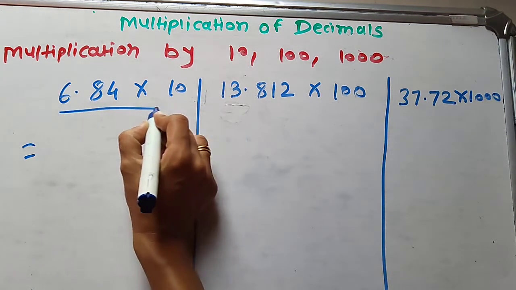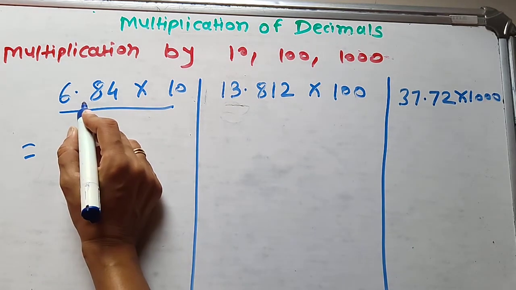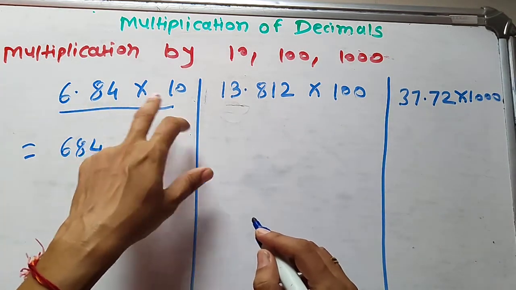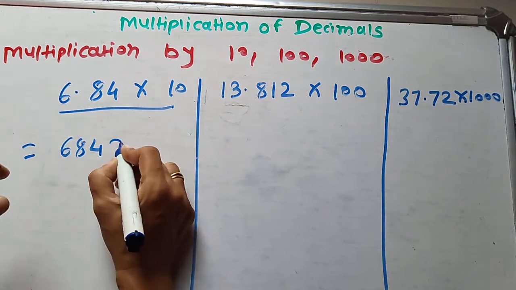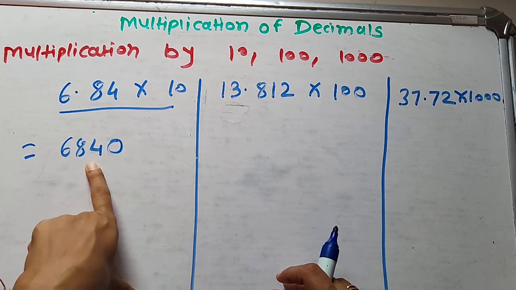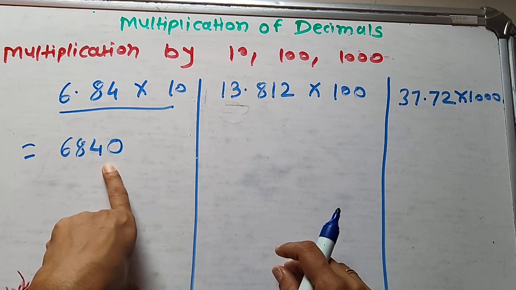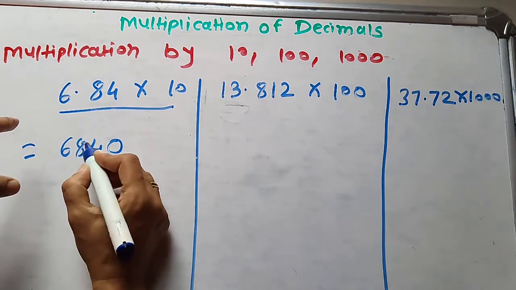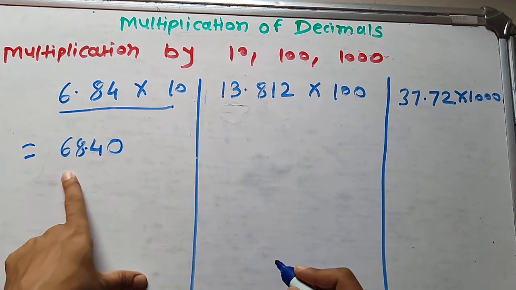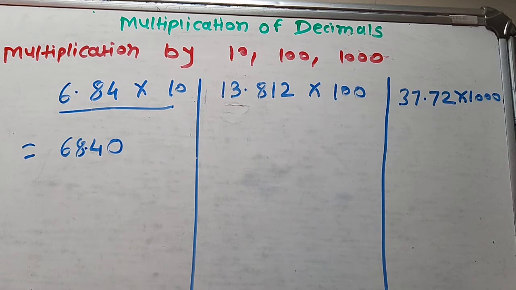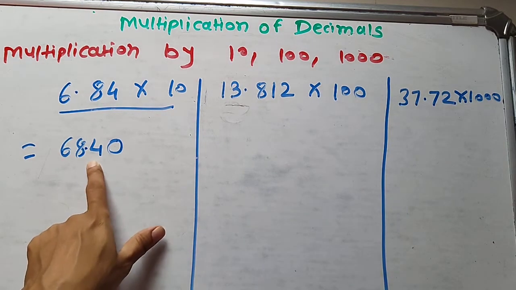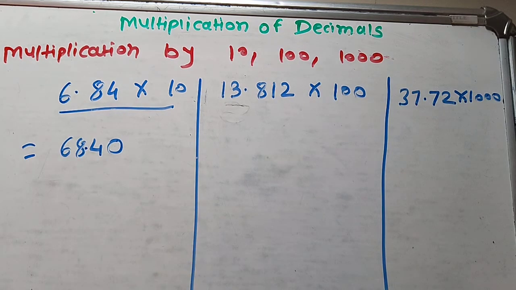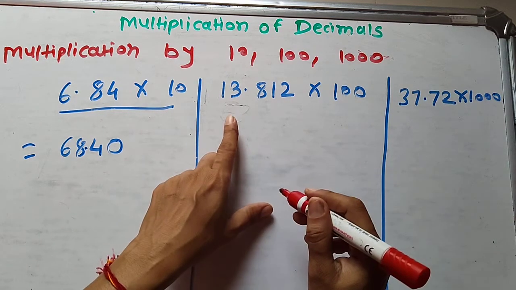So first you have to multiply this number, 6.84. First you have to ignore the decimal point. So 684 ones are 684 and one more 0 you have to add, means we get here 6840. Now you have to put the decimal point after how many digits? 1, 2. After 2 digits here is the decimal point, so we get the answer 68.40. Here there is no need to write the 0 after the decimal point, but you have to write the number 68.40.